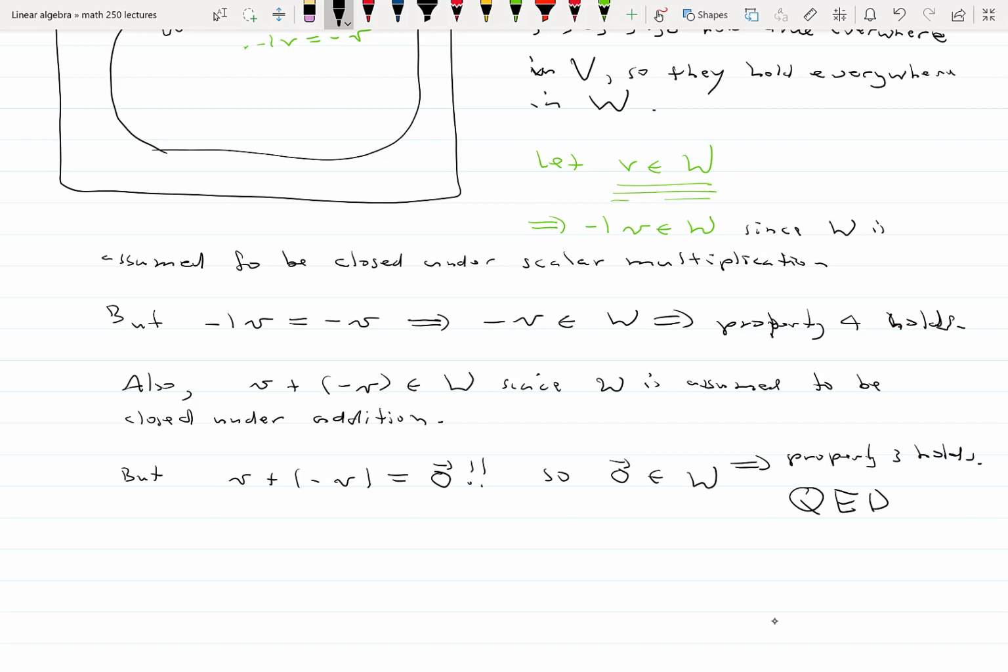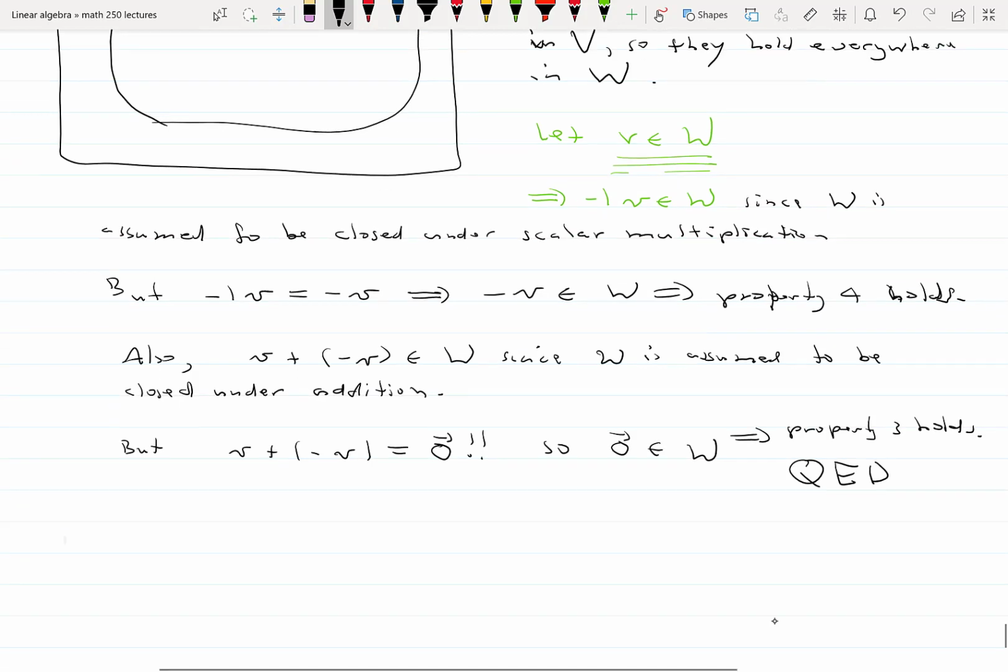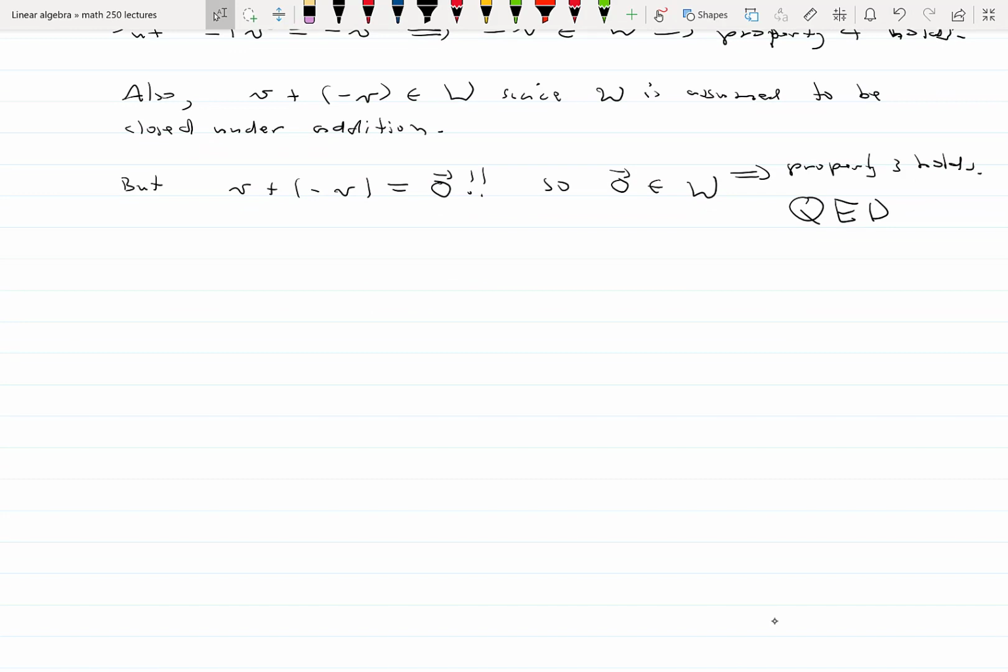I've got all 8 properties holding by only having to show 2 things. This is a very big deal for you. It cuts down the amount of work in establishing that we have subspaces tremendously. You don't have to show any of the 8 properties. All you have to do is show that your non-empty subset is closed under addition and scalar multiplication.